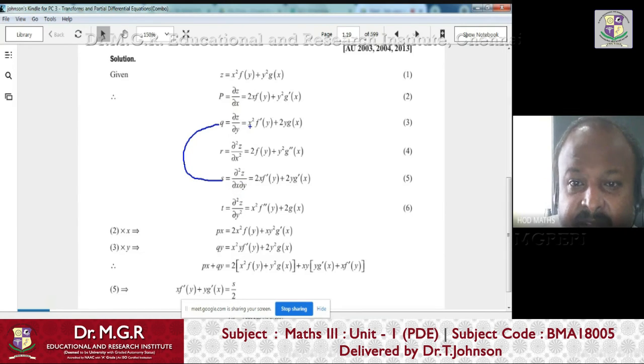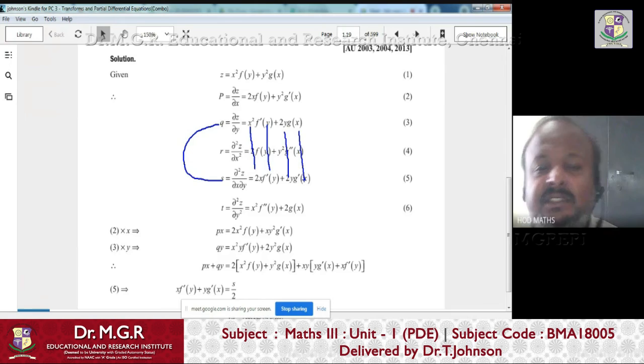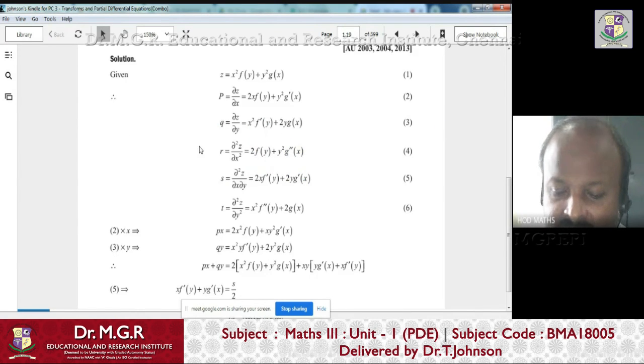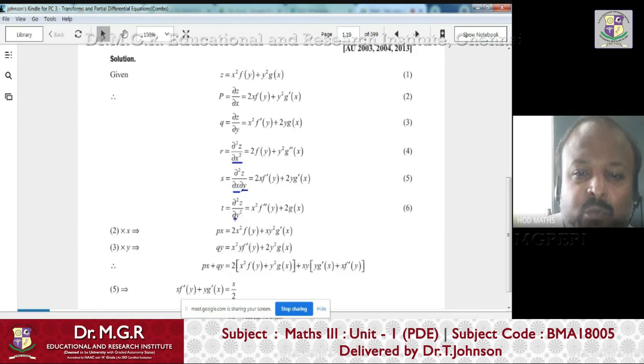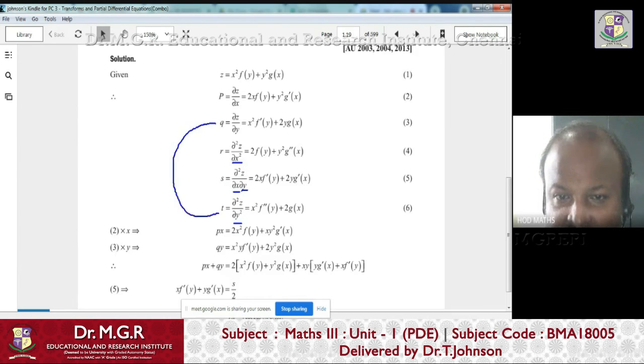Differential of this with respect to x means x square becomes 2x. F dash of y is a function of y, so it's like a constant, as it is. And 2y is also a constant because you are differentiating with respect to x. And g becomes g dash. So you have to be very careful. Now 2 times y means dou square by dou y square, which means differentiating 2 times with respect to y. We already differentiated 1 time, now again we differentiate with respect to y.